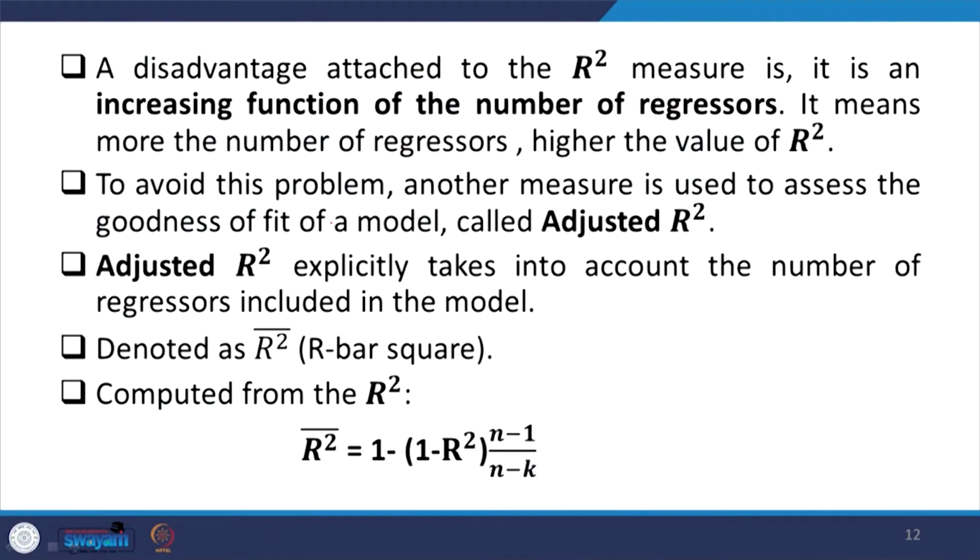The disadvantage attached to this R square measure is that it is an increasing function of the number of regressors. If the number of regressors is increasing, that means with more regressors there will be more explanation to your model, and so the R square value is expected to be higher. More regressors are usually found in cross sectional data. If there are fewer regressors, then the R square value will be very low. Now, to avoid this problem, another measure is used to assess the goodness of fit when the number of regressors increases.